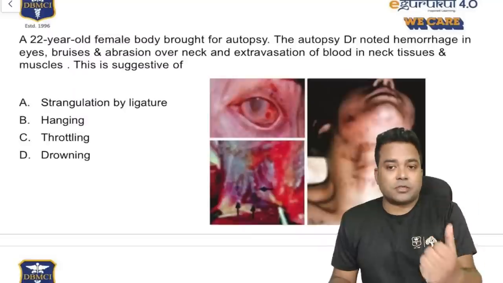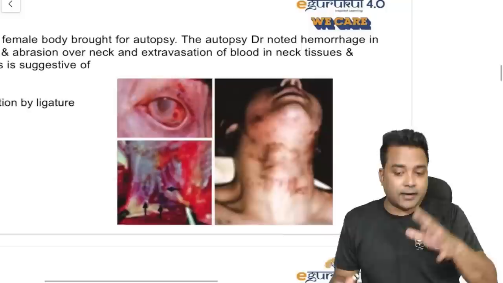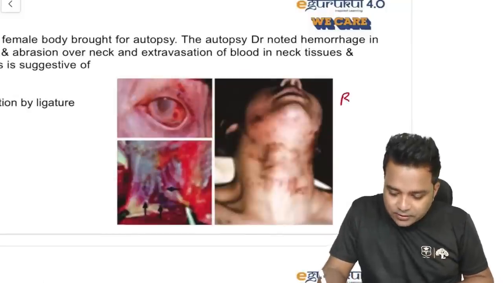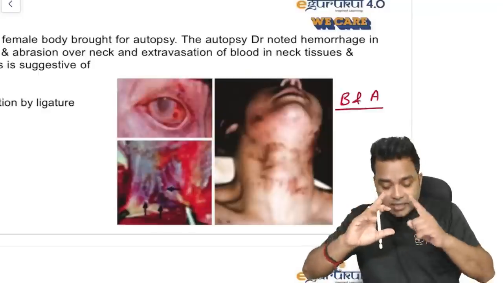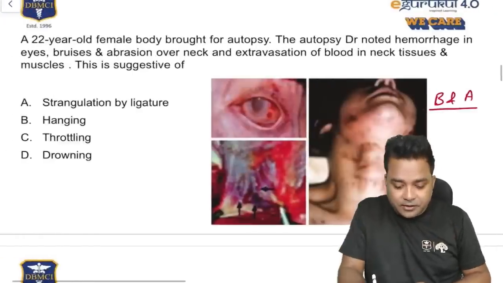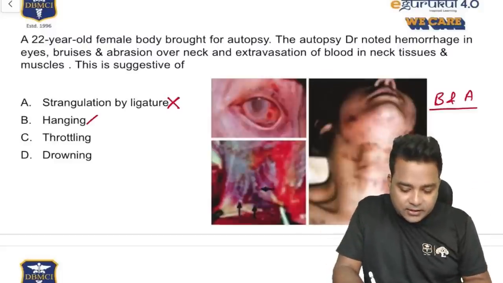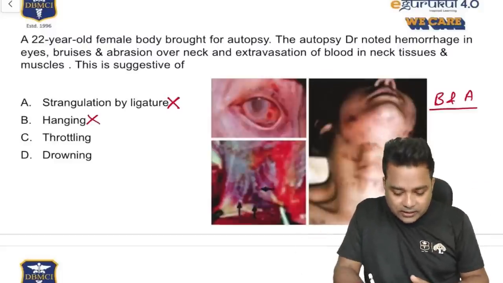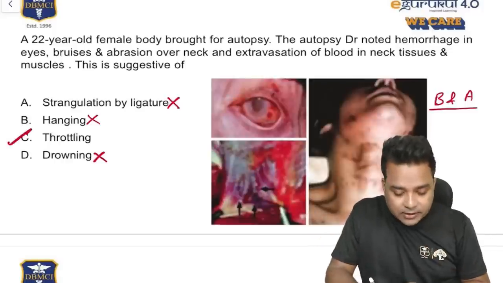Now these are bonus questions again. Because the moment you see front of neck having bruises and abrasions, what will you think of? Yes, any option which has got ligature is not my answer. Ligature is strangulation, and hanging is easily ruled out. The signs are not suggestive of drowning. By ruling out options, I am marking my answer as throttling.